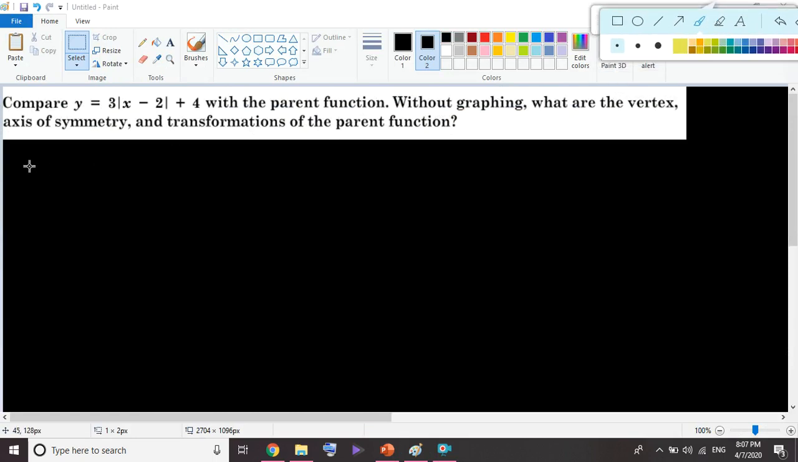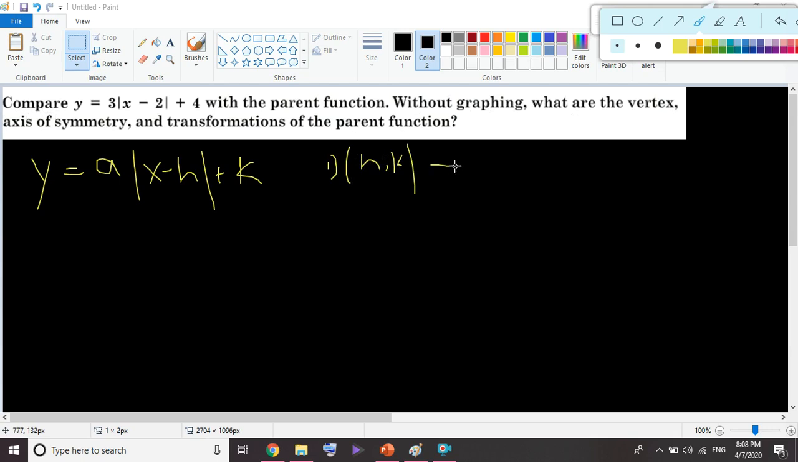Now here we're going to compare this to y equals a times the absolute value of x minus h, plus k, without graphing. First of all, what is the vertex here? The vertex is going to be (h, k), so we're going to locate what h is and what k is. h is 2 and k is 4. So now we got the vertex.